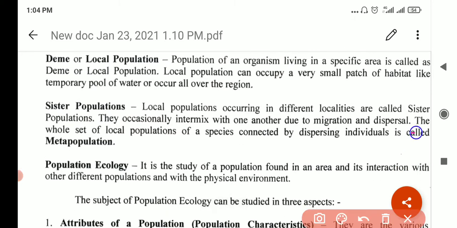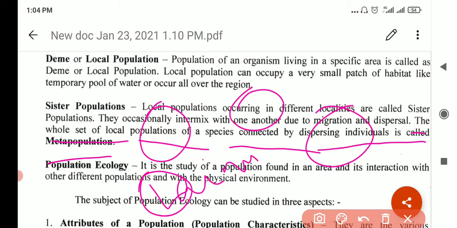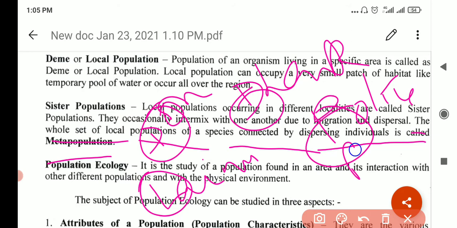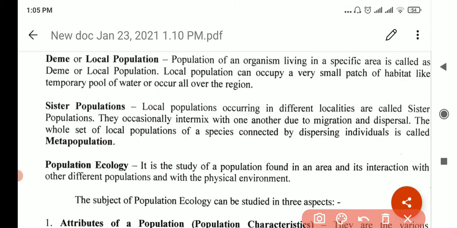Okay, let me read again. The whole set of local populations of a species connected by dispersing individuals is called a metapopulation. This is another new term, where you have one local population here, one here, one here, one here. This is Laimu, this is Don Bosco, this is Dhankiti, then this is Police Point. So all these, we can move around, from here to there, there to here. These are connected by species that keep on dispersing from one place to another. So that is your metapopulation.